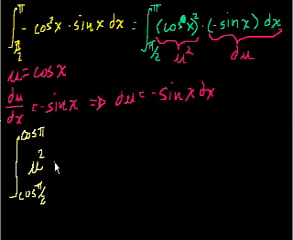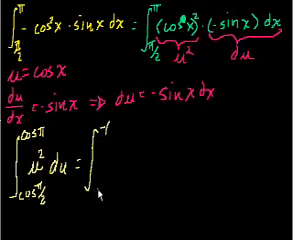Did that here. Du. So this is a pretty straightforward, and I'm just going to rewrite it. What's cosine of pi? Cosine of pi is minus 1. Cosine of pi over 2, well, that's 0. So we have the integral from u is equal to 0 to u is equal to negative 1 of u squared du. And now this seems like a simple problem.